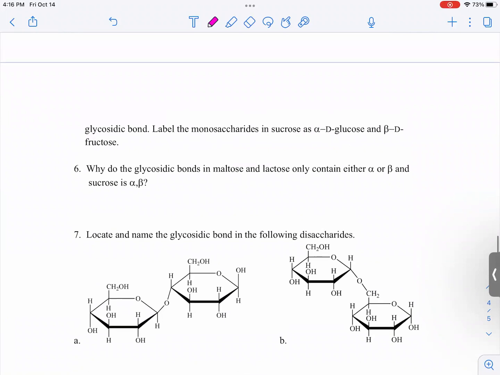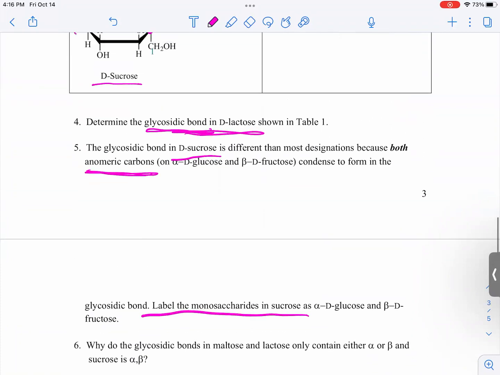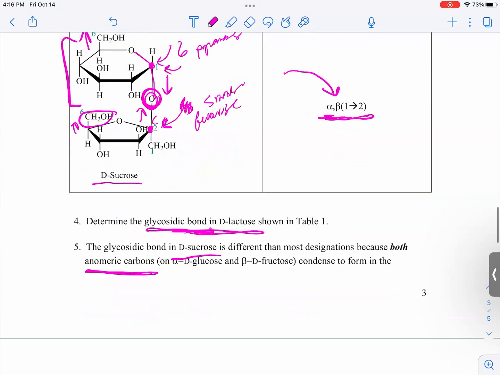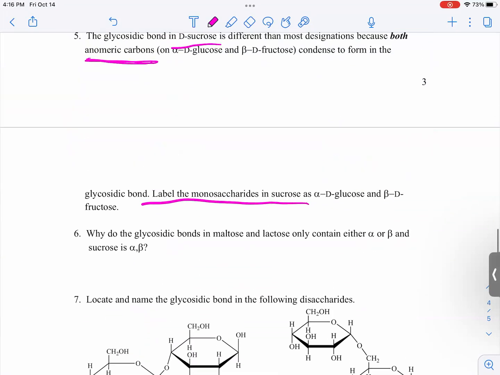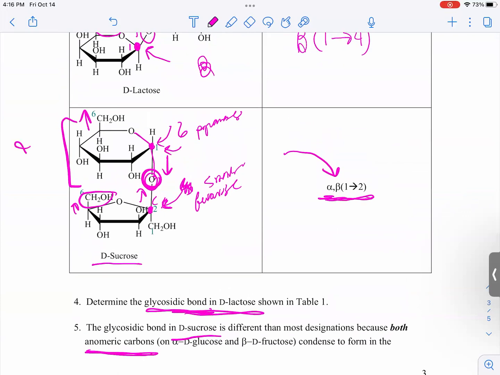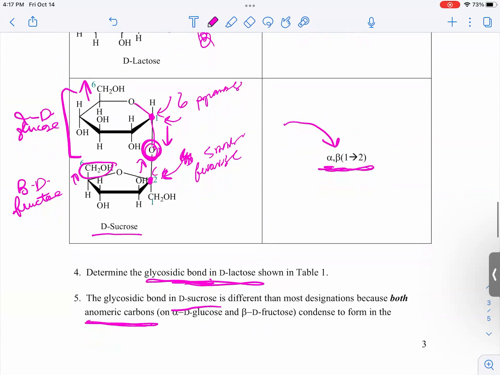All right. And it says label the monosaccharides in sucrose as alpha D-glucose and beta D-fructose. Right? So this is our alpha D-glucose. And this is our beta D-fructose. All right.